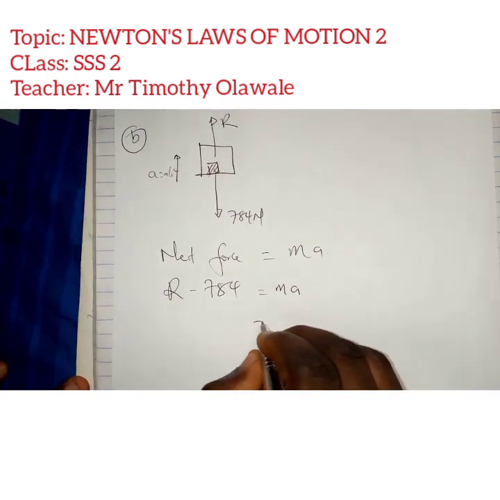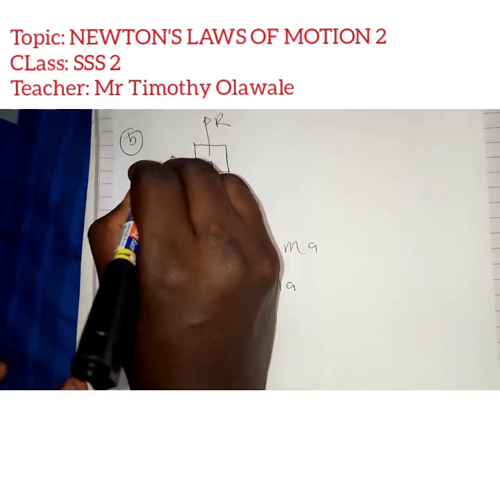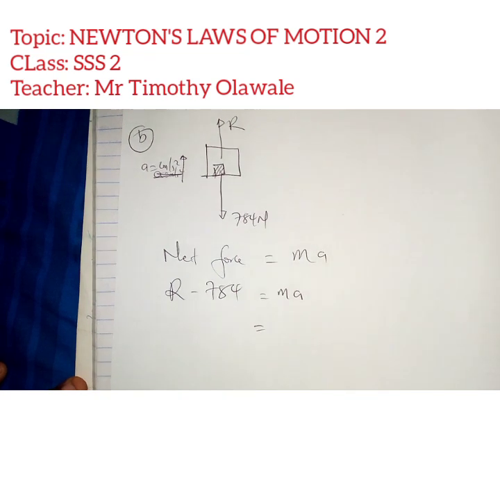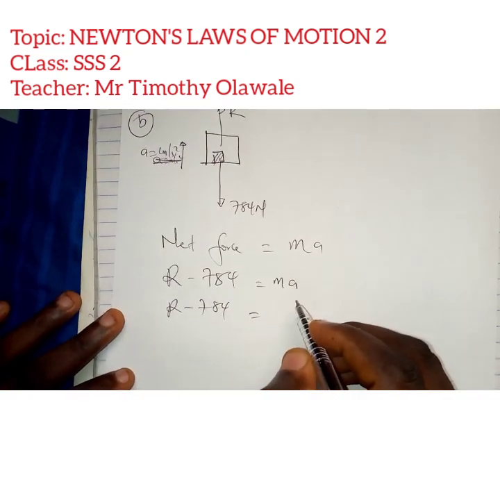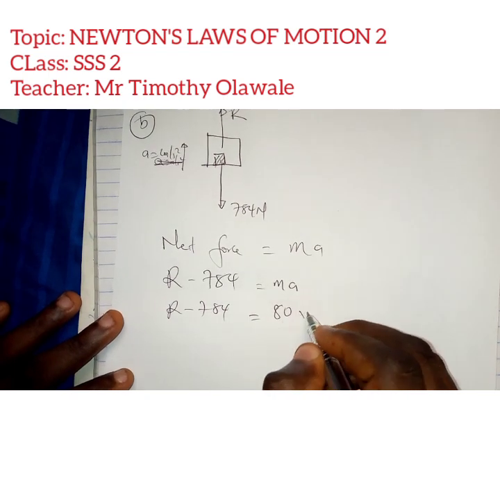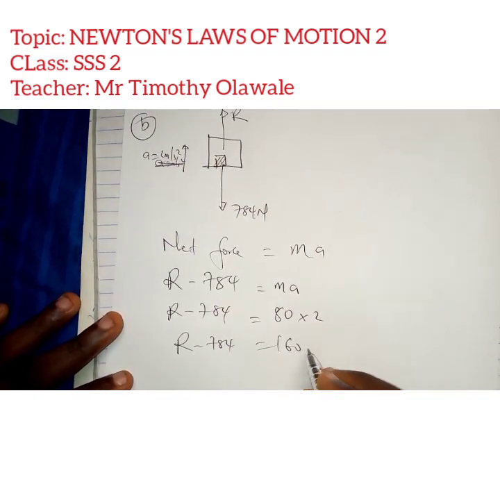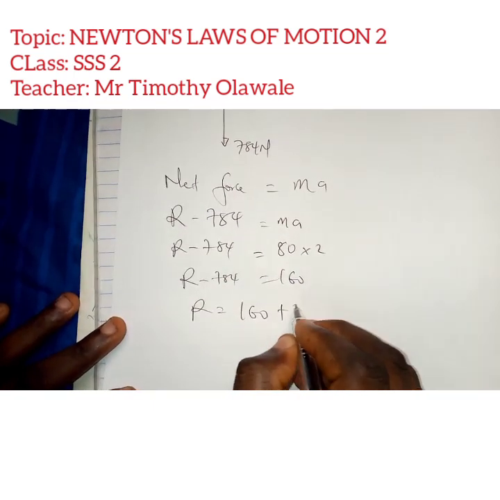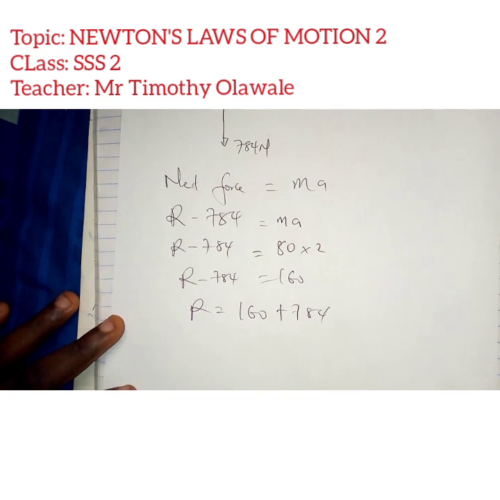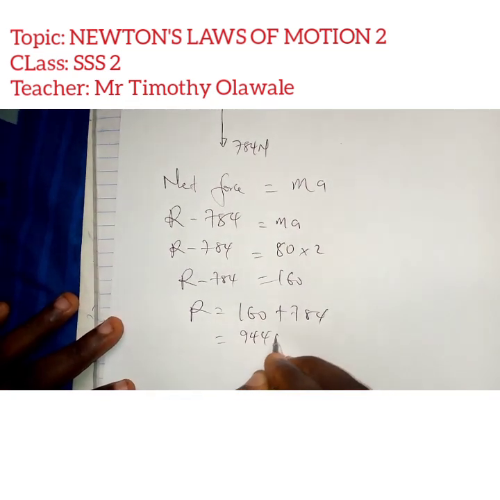And what is our a in the question? Our a is 2 meters per second squared, right? So we have R minus 784 equals m, which is 80, times 2. So we have R minus 784 equals 160. So R equals 160 plus 784. And what does that give us? It gives us 944 Newton.